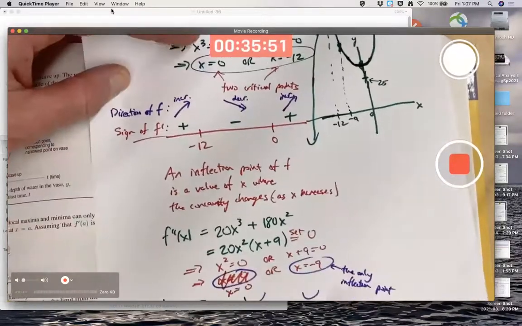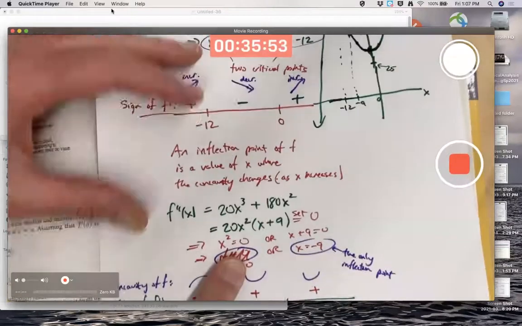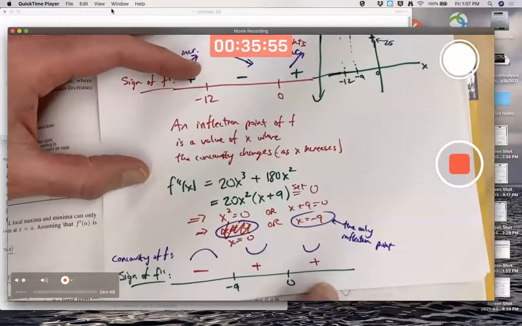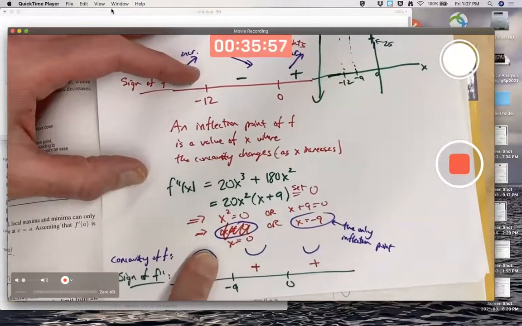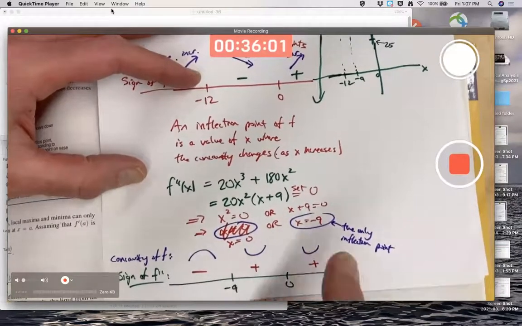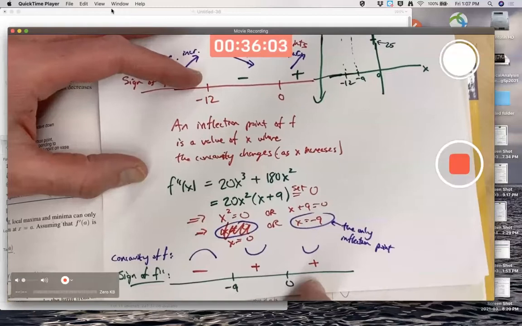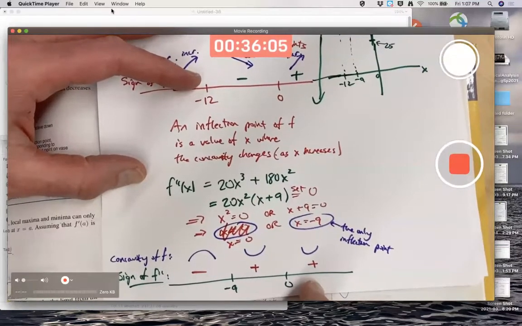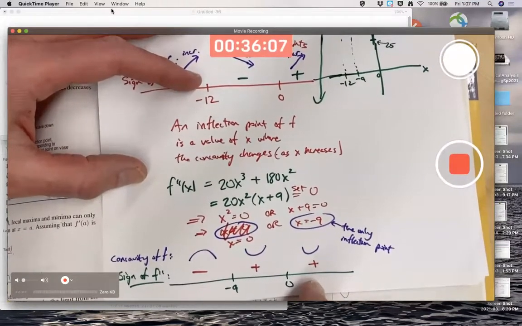We did find the inflection point, -9, not 0, because the second derivative did not change sign at 0. Typically, where f double prime is 0, the second derivative will change sign. It just didn't happen in this example. And that definitely made it worth doing. You've got to be careful.